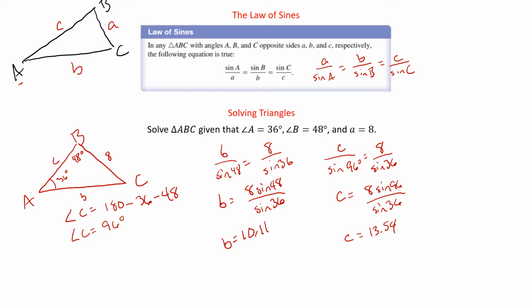So check, make sure that if you remember in geometry, the smallest angle will be opposite the smallest side, the biggest angle will be opposite the biggest side, and the middle angle will be opposite the middle side. So we have the smallest angle is A, and that's 8. Then we had B, and that was 10 point something, and C was 13 point something. There we go.